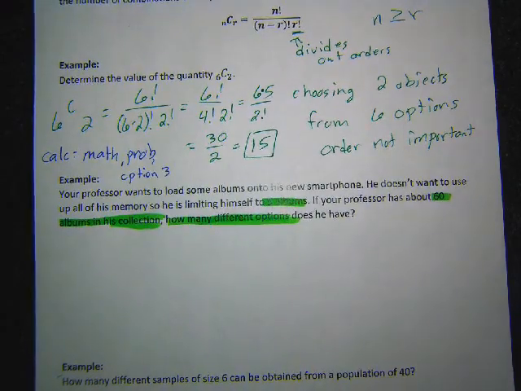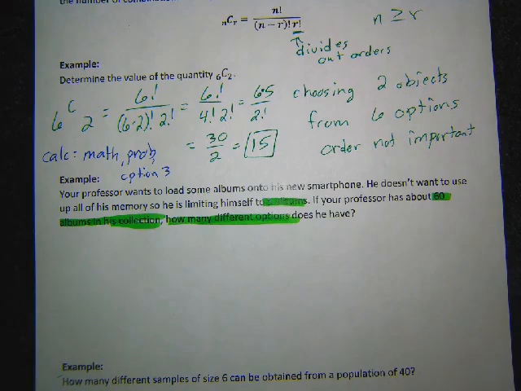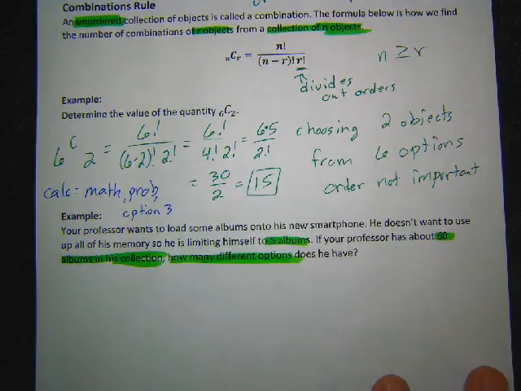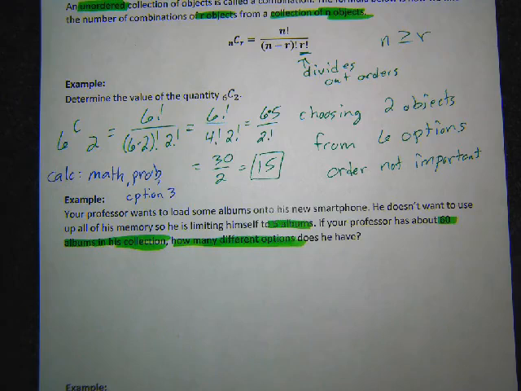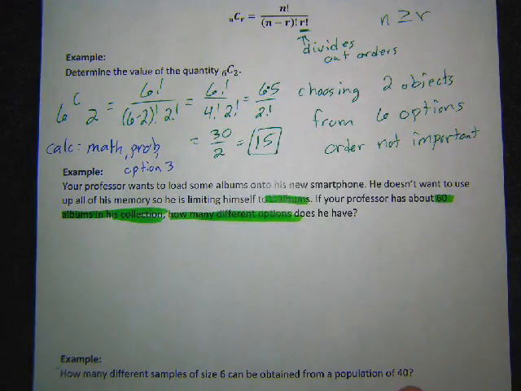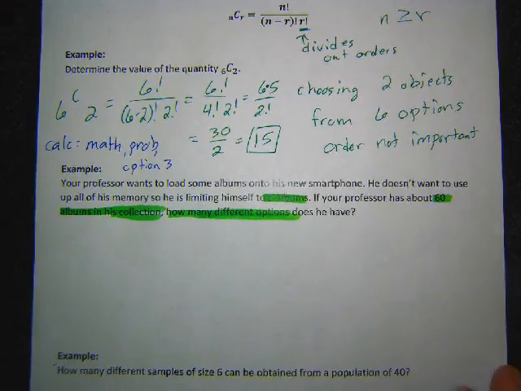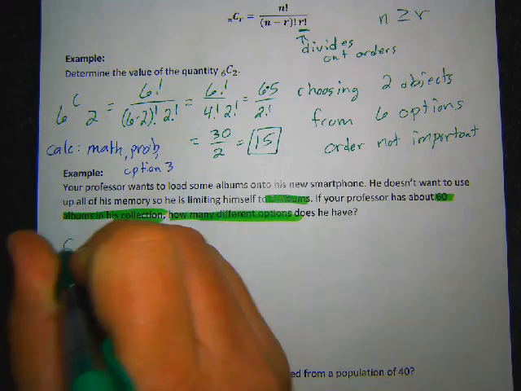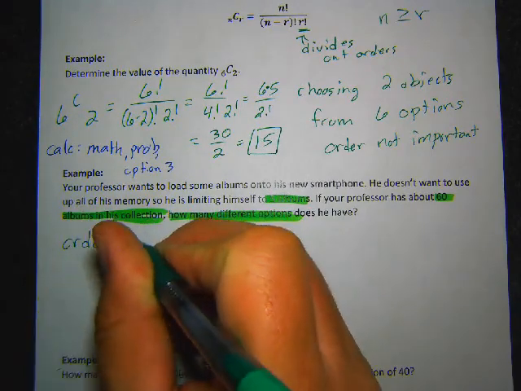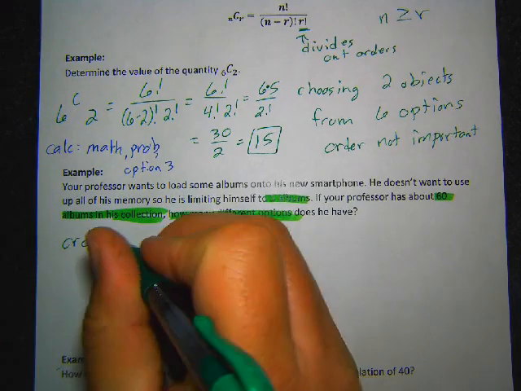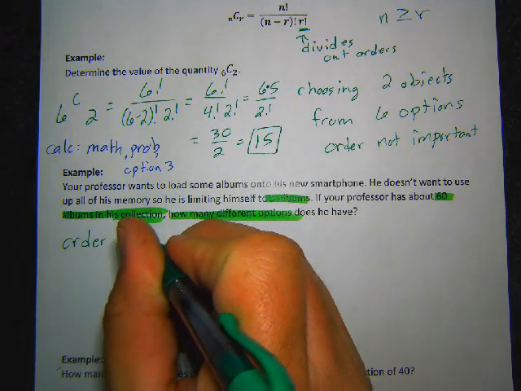Notice here, the order doesn't matter, right? Because I'm just putting them on the phone to use later. I don't care which album I put on first, because when I'm done, they'll all be on the smartphone, ready for me when I want to go listen to them. So in this case, order definitely doesn't matter, because I'm not picking a playlist order or something. I'm just saying I'm going to put some CDs on my phone.